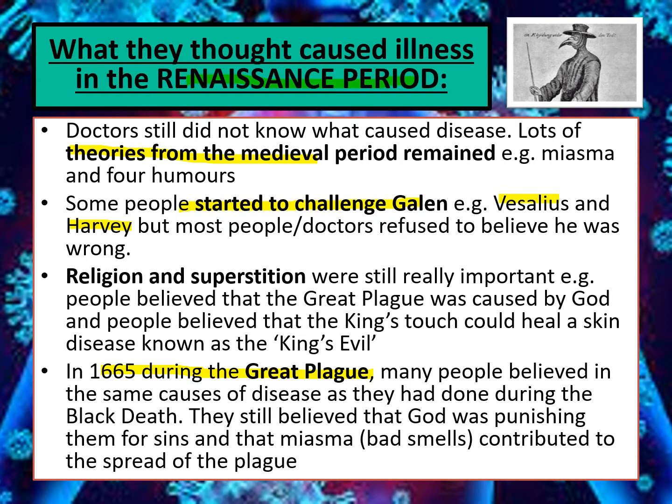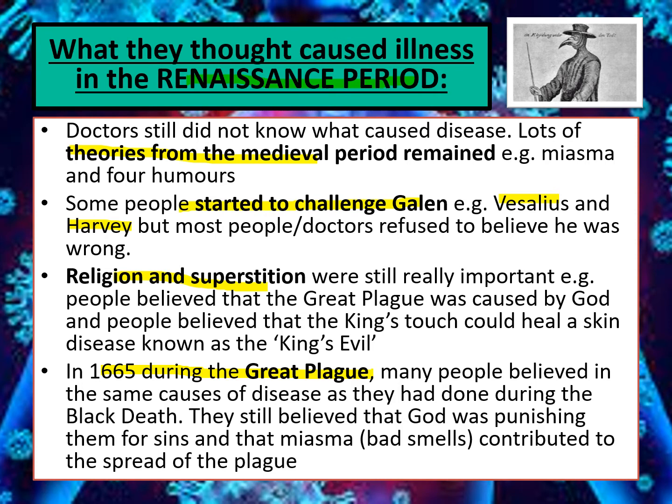Now, these two people were challenging these old ideas of Galen, and they were essentially challenging things like bloodletting and the fact that the four humours theory didn't really work. But at this point, most people and most doctors refused to believe that they were right and carried on believing in the ideas of Hippocrates and Galen. So there hadn't been very much progress in this period.